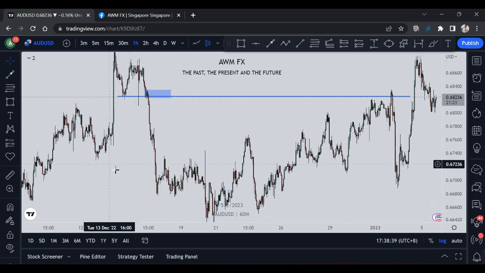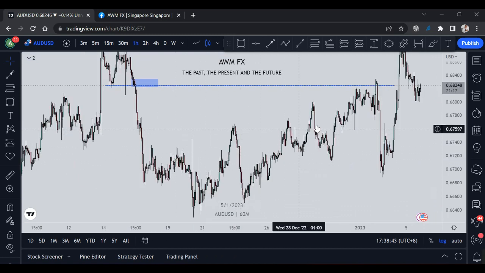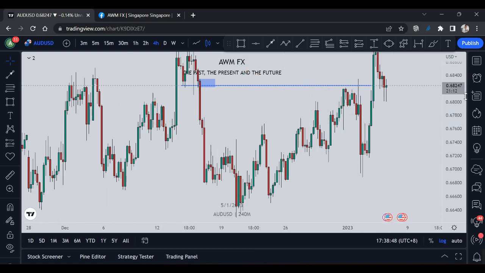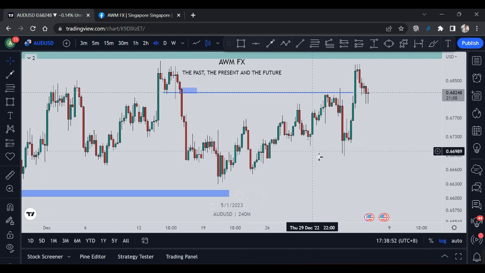No problem, breaking a lot of structures. Then the price slowly climbed back up. Let's look at a higher time frame so that it clears our eyesight.